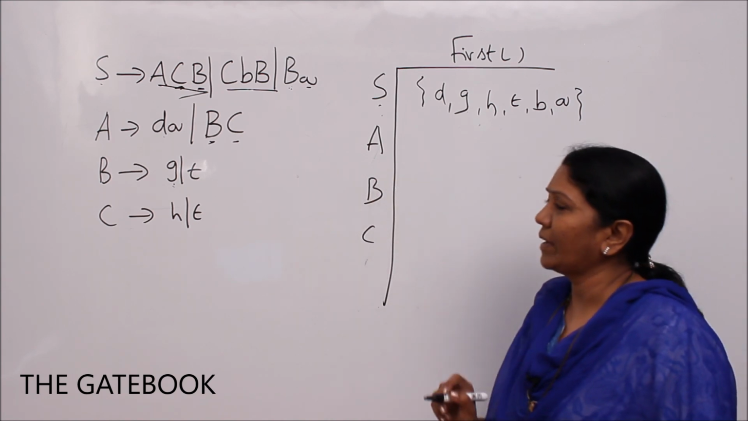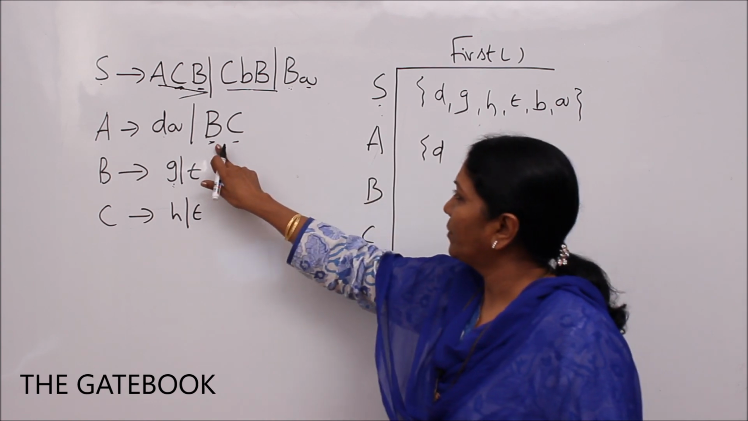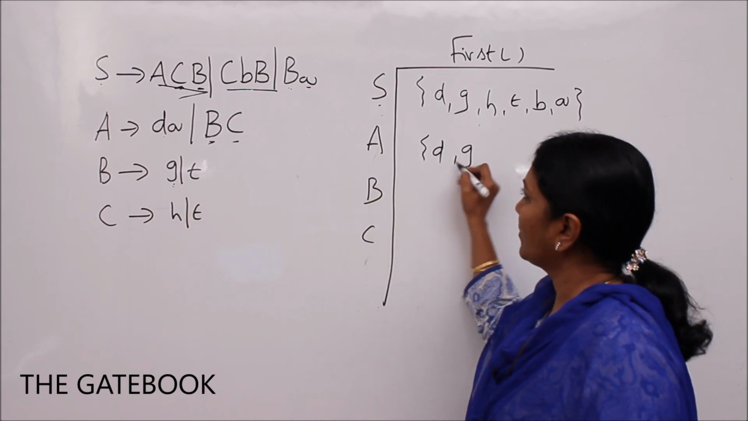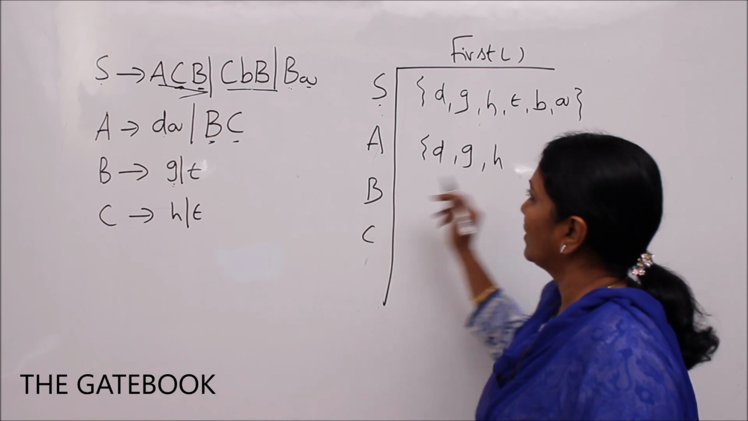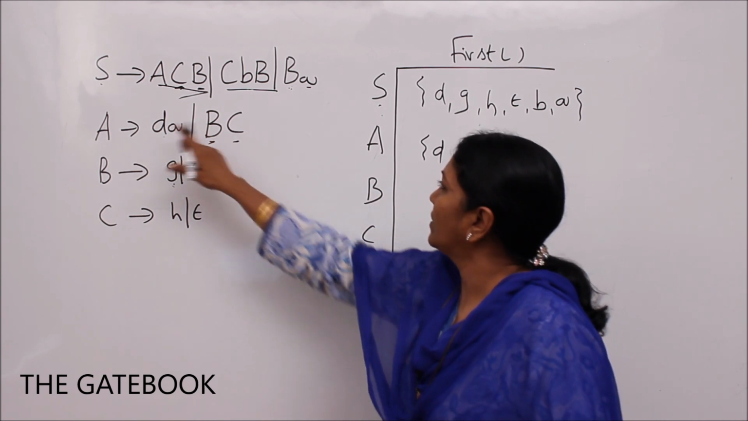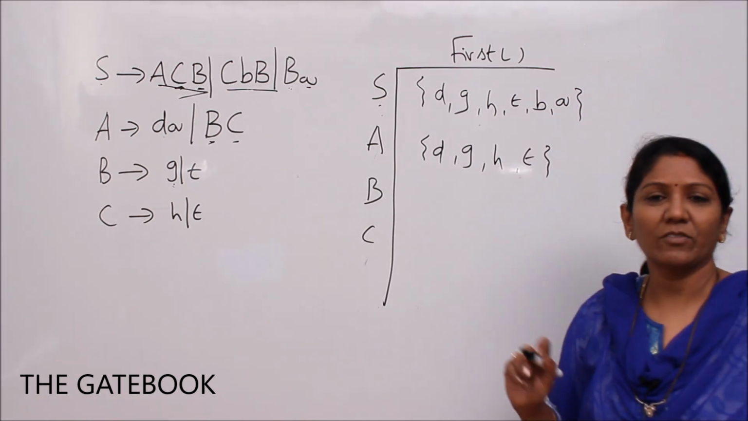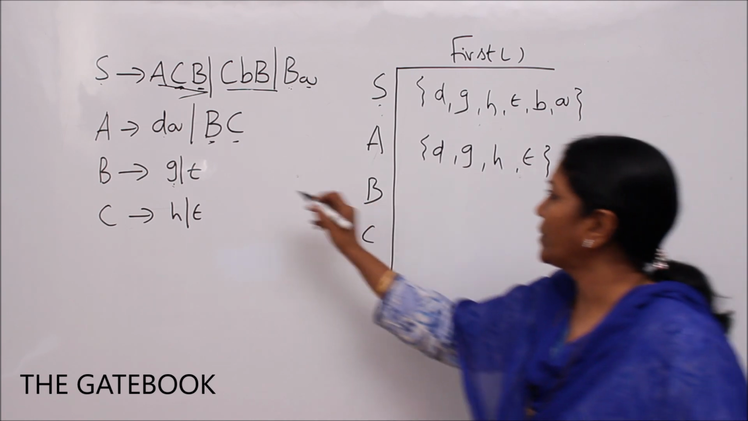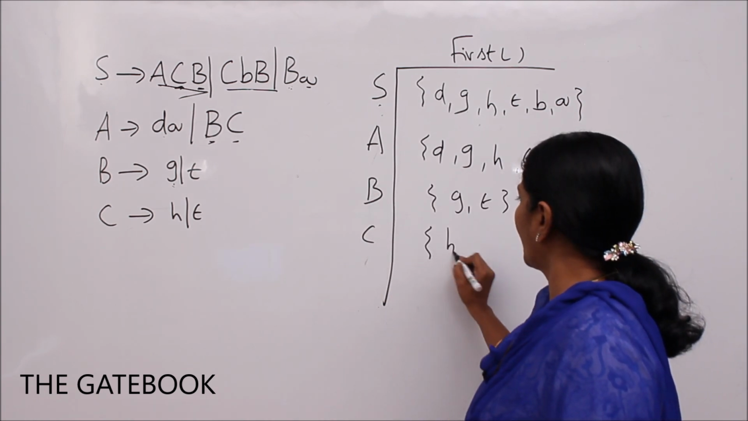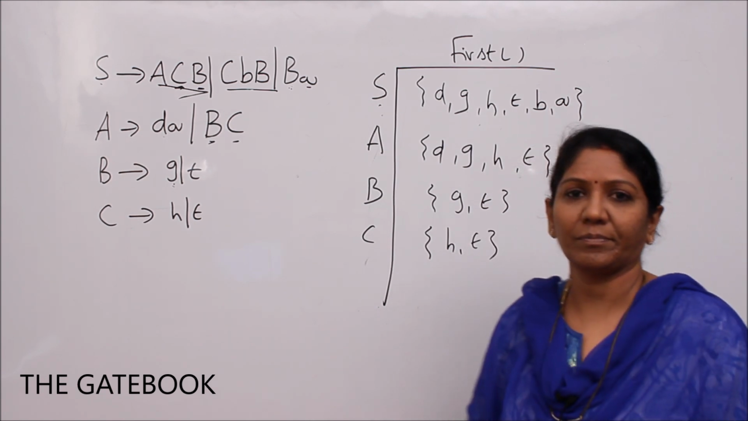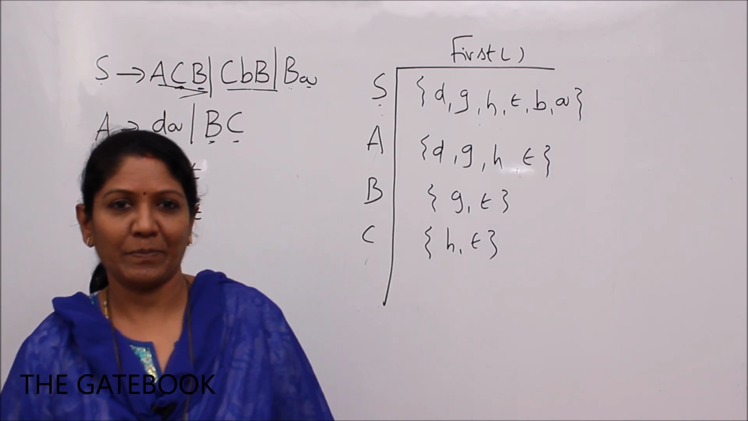Now coming to first of A. First of A is D here. B is G. Because of epsilon, C, so H. And since both derive epsilon, add epsilon. Both derive to epsilon, hence add epsilon. Now coming to B it is G comma epsilon. Coming to C it is H comma epsilon. This is the simplest function, first.